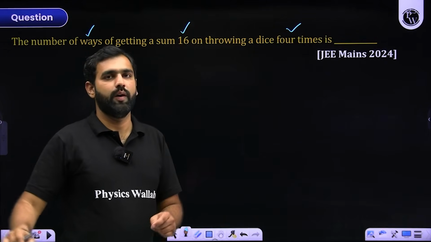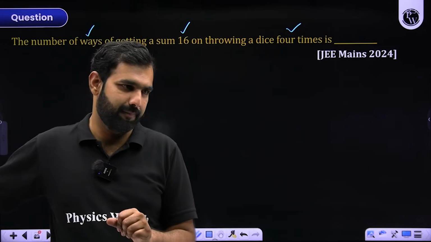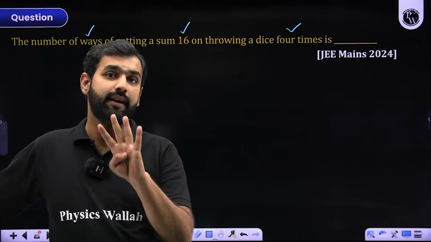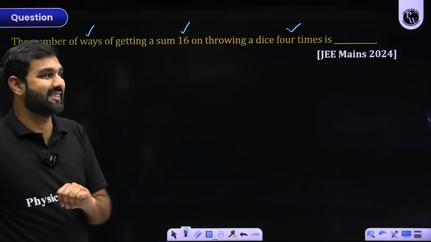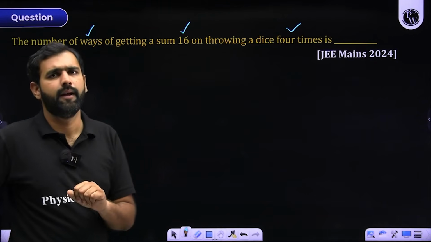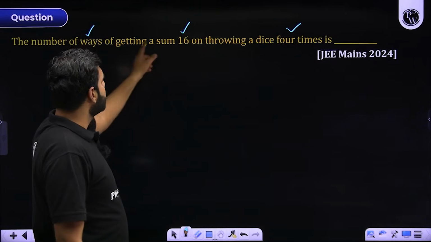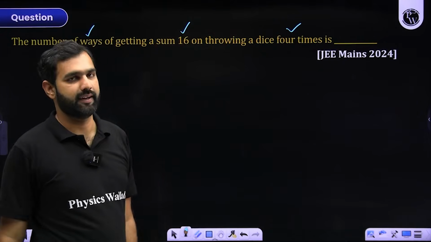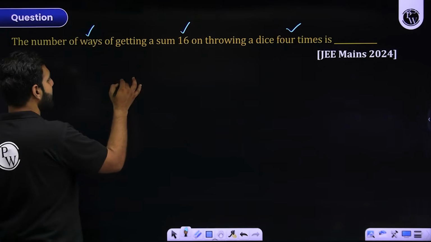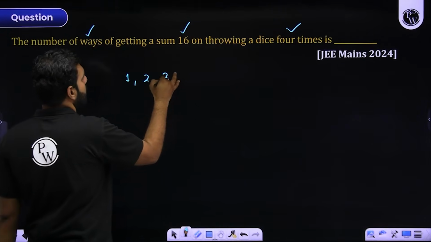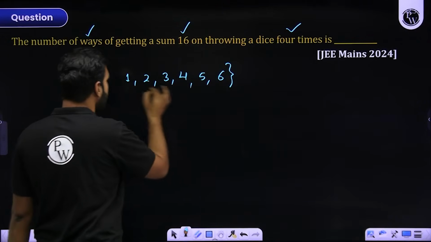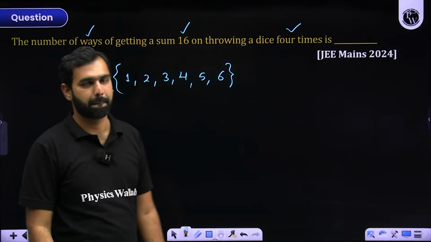So what do I want? I want the sum to be 16. And how many times should I throw this dice? This dice should be thrown 4 times. If I throw a dice, what are the possibilities I can create? When I throw a dice, I can get 1, 2, 3, 4, 5 or 6. These are the possibilities when a dice is thrown.